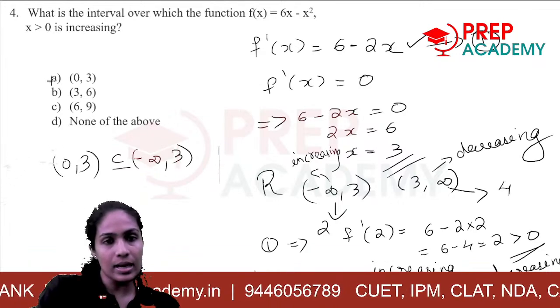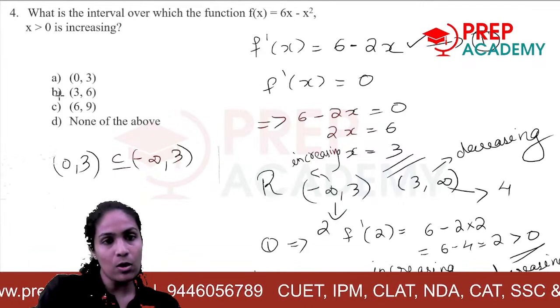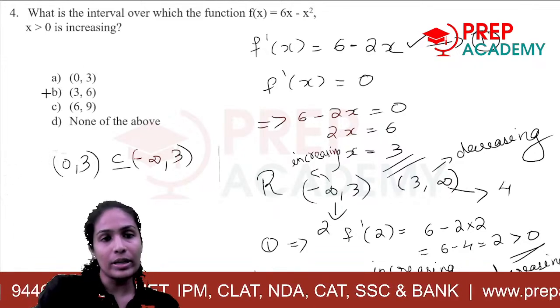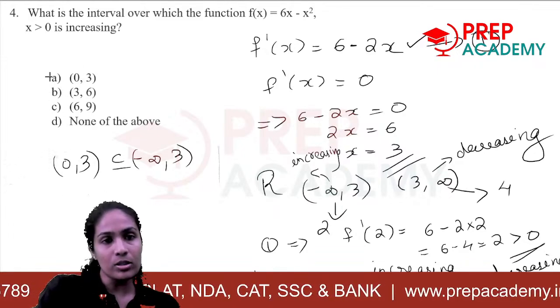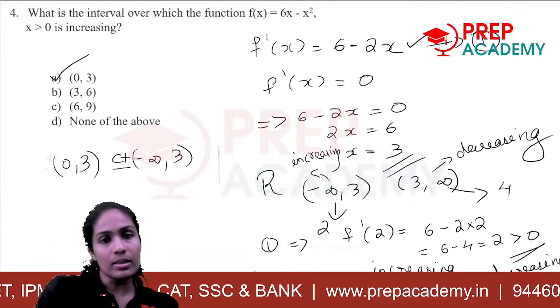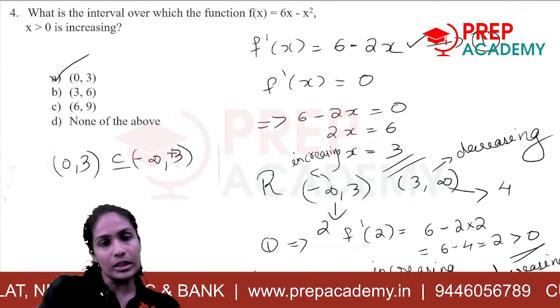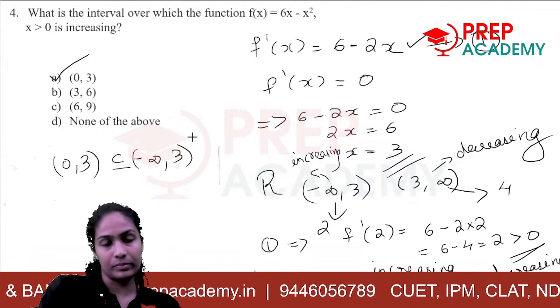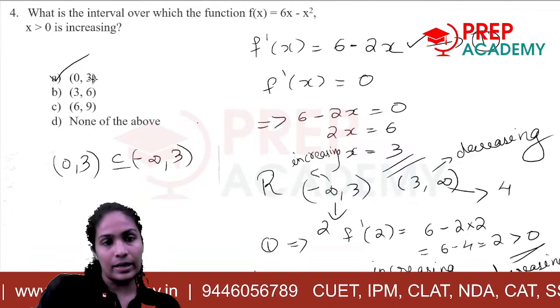(3, 6) and (6, 9), these B option and C options are contained in the decreasing interval. So we can delete those options. The correct option is option A. So (0, 3) is contained in the interval (minus infinity, 3). Correct answer is option A.